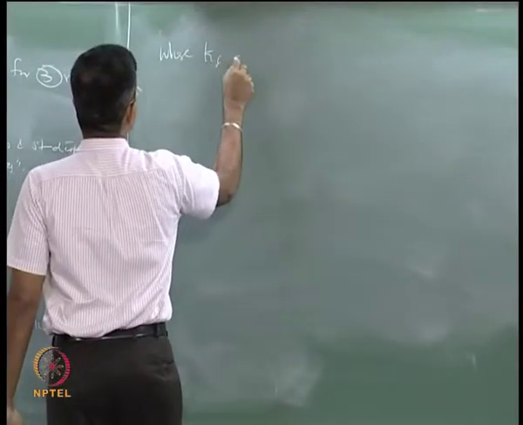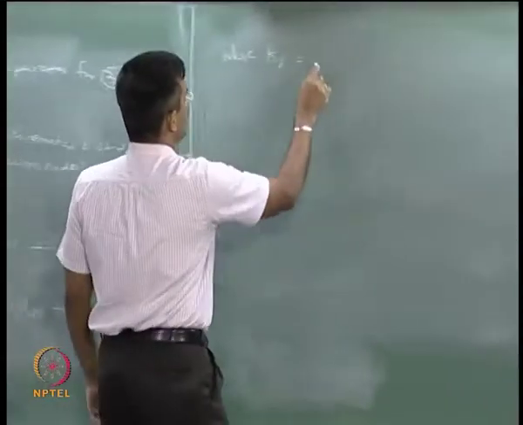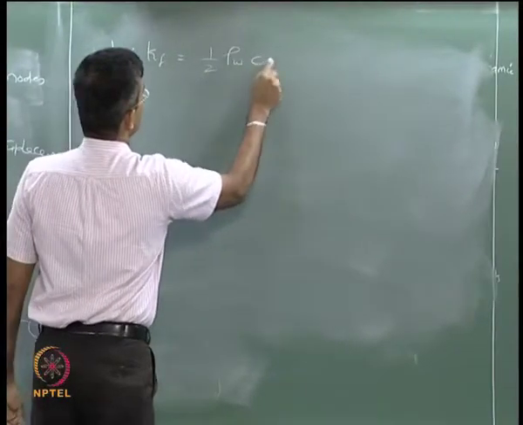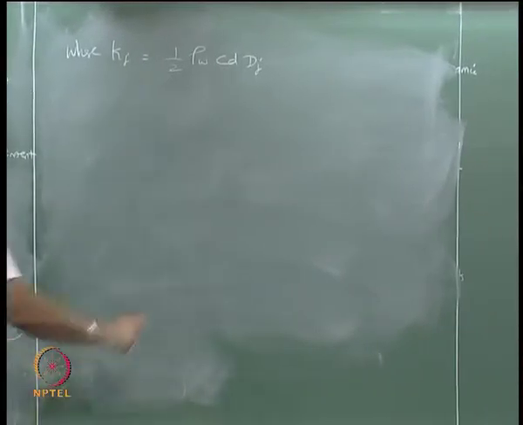Where kj, we all know that it is still half rho CD dj, Lj h of j.